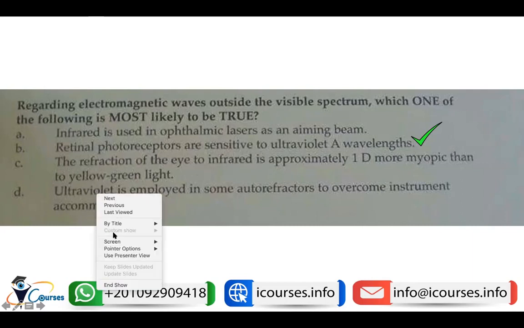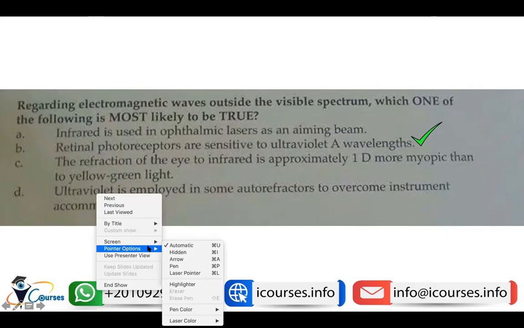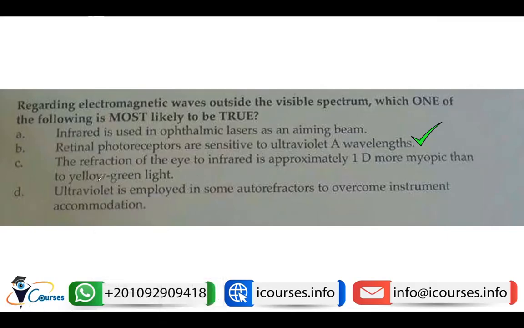Infrared rays, rather than the ultraviolet rays, are used in some autorefractometers in order to overcome the accommodation. So it is not ultraviolet. And here, the eye is hypermetropic. And here the infrared laser is not used as an aiming beam as it is invisible.